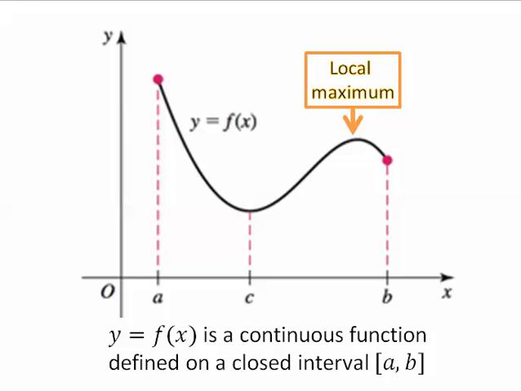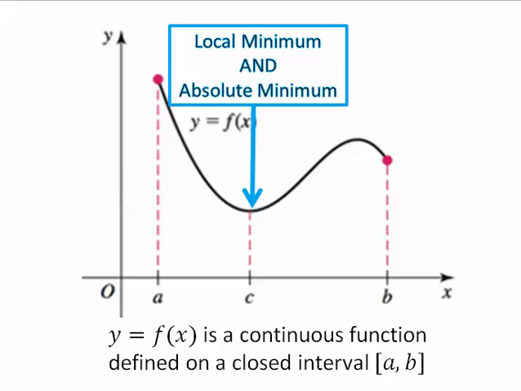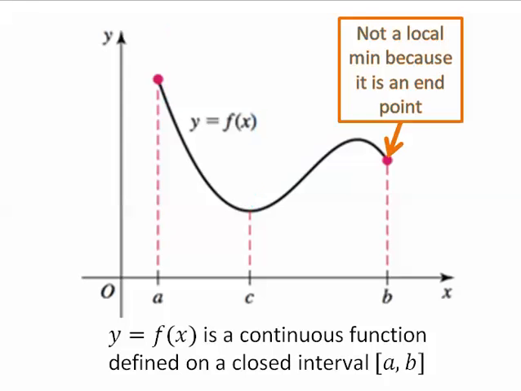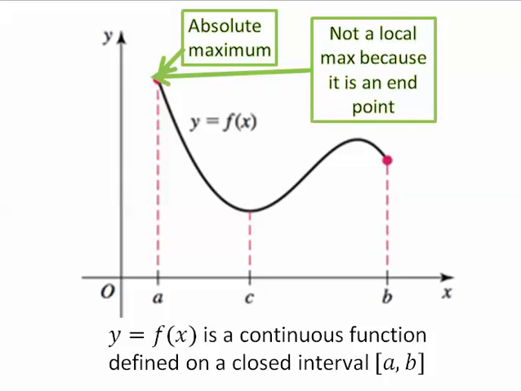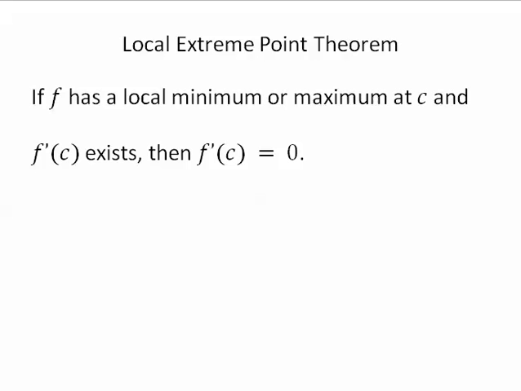Here we have a local maximum. And here we have a local minimum and it's an absolute minimum. This is not a local minimum because it is an endpoint. Endpoints are not allowed to be local max or mins. This point is the highest point on the interval, so it's the absolute maximum. But as I said, it can't be a local max because it's on an endpoint.